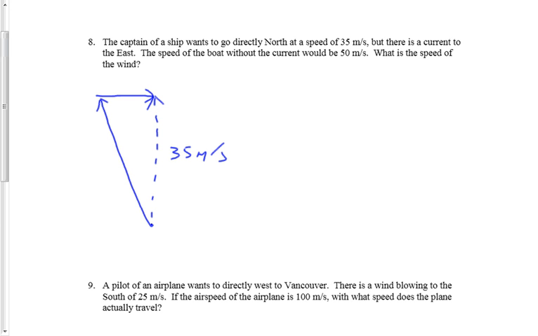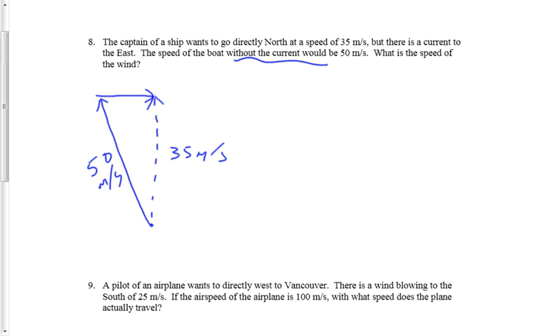That makes sense, right? If we want to go north, but there's a current to the east, then we better aim kind of north and west, not north and east. Now, what are we aiming at? Well, it says the speed of the boat without the current would be 50 meters per second. That's like looking in the back of that magazine on the airplane, saying the airspeed of this plane is 830 kilometers per hour. That's how fast it can travel without wind. That's how fast the airplane can aim towards Calgary or Edmonton or wherever it's going. So we're saying here the speed of the boat without the current would be 50. That's the speed at which the boat can aim. That's going to be that solid line vector that's up into the west.